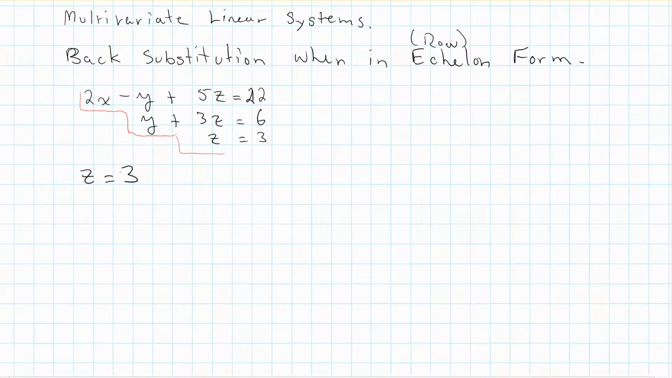So I've got part of my solution, because I'm going to have a solution with three numbers for x, y, and z. And then I'm just going to do back substitution, which means I'm going to take this, substitute it into the previous equation. So then I have y plus 3 times 3 equals 6. So y plus 9 is equal to 6, since 3 times 3 is 9. And y is equal to negative 3.